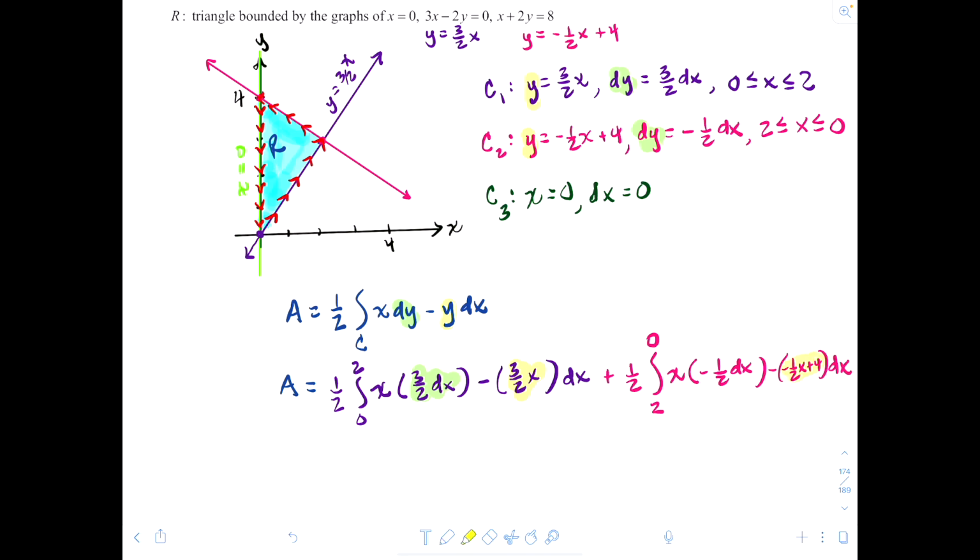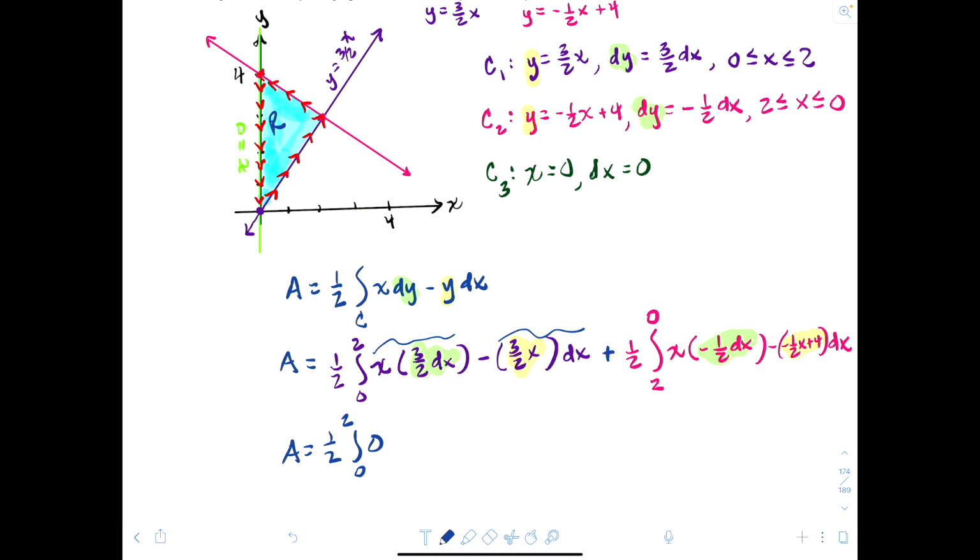So here is my y, and then here was my dy. Okay, and then remember that last integral zeroed out because there's no change in x. So let's work on it. Our area will be equal to 1/2 times the integral from 0 to 2. What do we have here? Do you see we have 3/2 x dx minus 3/2 x dx, right? So we'll just get 0, right?